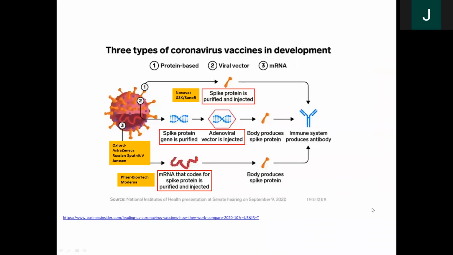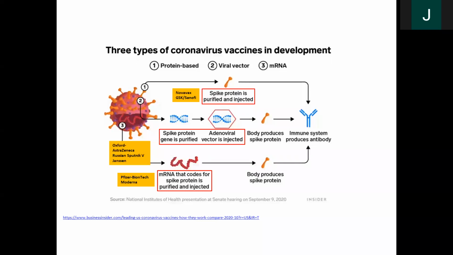So this is a nice summary diagram showing how they all work. Number 1, protein-based, like the flu vaccine, uses a subunit of the virus protein, that's the S protein, which induces an immune response. Number 2 is your adenovirus vector vaccine, where the S protein code is inserted into an adenovirus vector, and that produces an immune response by coding for the virus S protein.